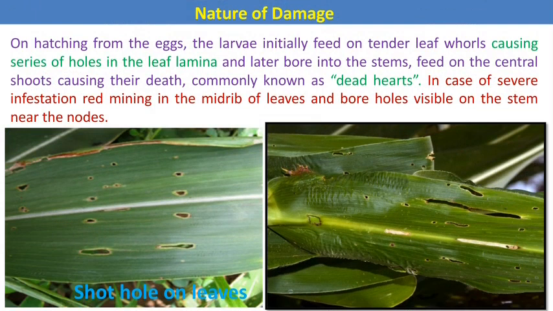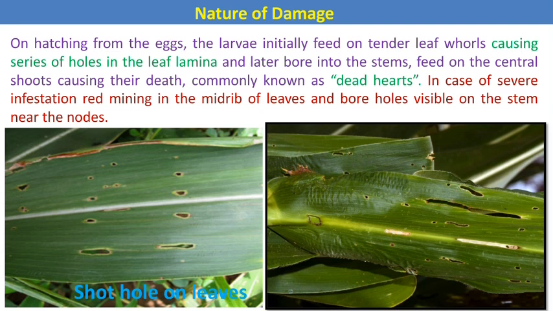That hole is nothing but the shot hole appearance. In this picture, on the left side, you can see there is a series of holes, also called the shot hole appearance. This series of holes is parallel. That is called shot hole appearance, and this is the characteristic symptom produced by the early instar larva of the stem borer in the leaf lamina.